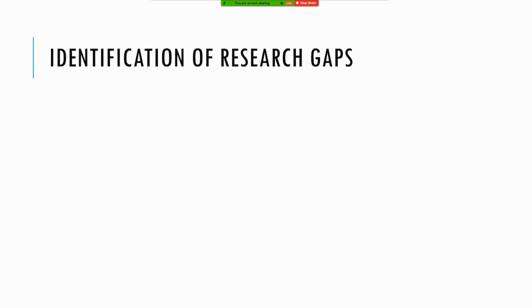Now, the first thing that one should do, before taking on the journey of writing a paper, is identification of research gaps. If you fail to identify research gaps properly from existing literature, what you end up with is a research that is not worth it. No quality journal would publish your research. So the first step is identification of research gaps.